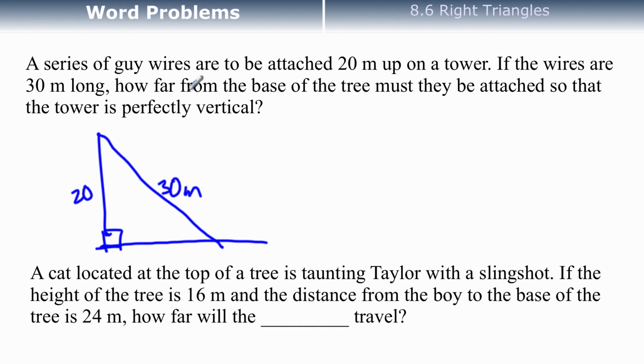And then the question is, how far from the base of the tower must the wires be attached so that you get a right triangle, so that it's perfectly vertical. Mine's not perfect, but they want to know what this side is here. Let's call that B. Okay, so off you go. C squared equals A squared plus B squared. Plug in the numbers, away you go.